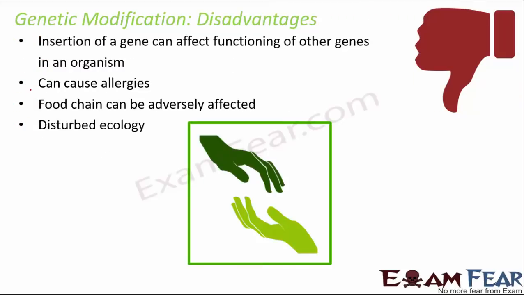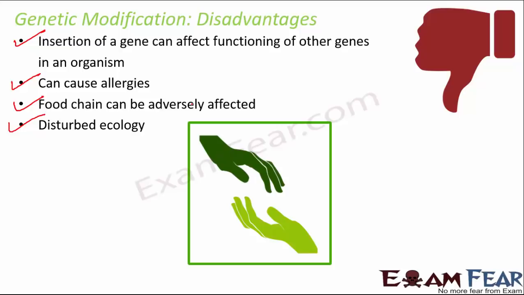What about the disadvantages? Insertion of a gene can affect functioning of other genes in an organism. Absolutely. They can cause allergies. Food chain can be adversely affected. Disturbed ecology, because the moment food chain is disturbed, what is food chain? One organism depending upon other organism for food.